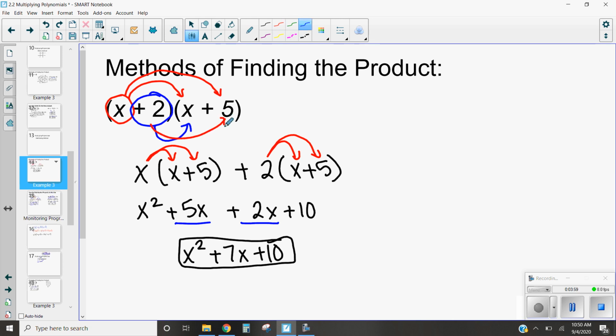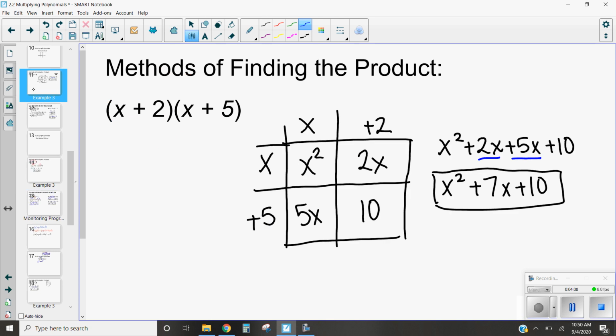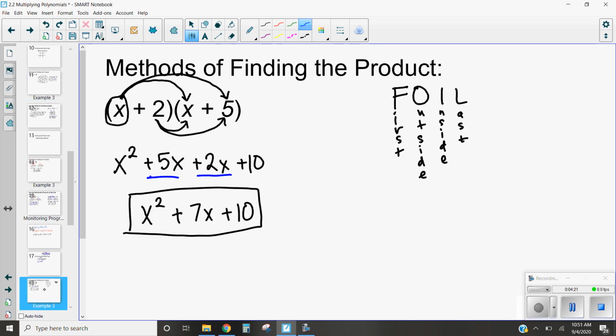That's our FOIL method. It's just like that distributive method, but instead we don't have to write this middle step. And then we have our matrix method, which is exactly what it's doing. This number times this number, this number times this number, this number times this number. So when we do the matrix, we don't necessarily go in that FOIL order, but we're still doing that same thing. So all of these different methods will always work. They'll give us the same solution. It's just up to you.